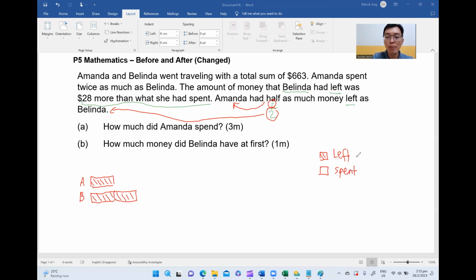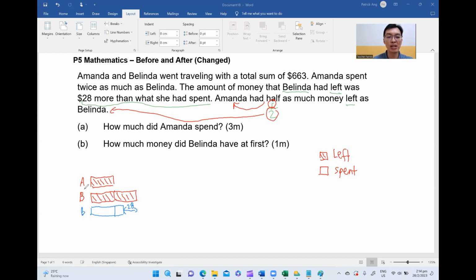Now we go back to the sentence that talks about Belinda's left being $28 more than what she had spent. If Belinda had left is $28 more than what she had spent, then I'm going to draw Belinda spent, which is $28 lesser than what she had left. So this is $28 difference. And remember, unshaded means spending. So this is Belinda spending.